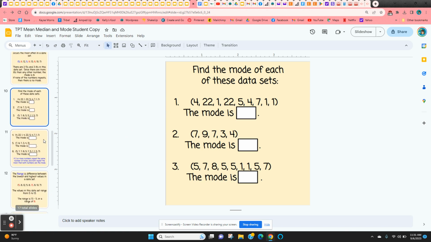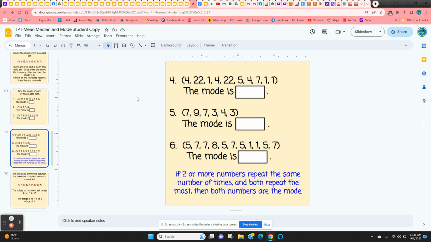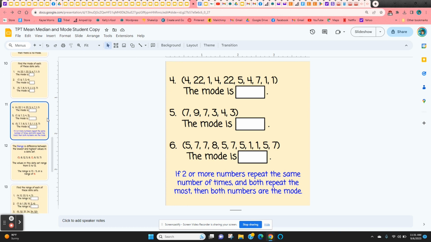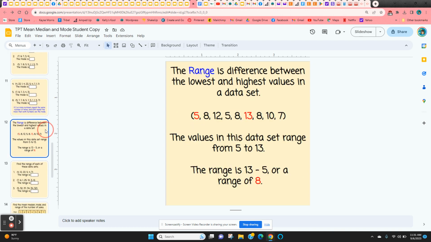And on slide 11 it shows them that there might be more than one mode because there's a tie between numbers that are seen the most often. So there are either 2 or 3 or more numbers that are the mode.